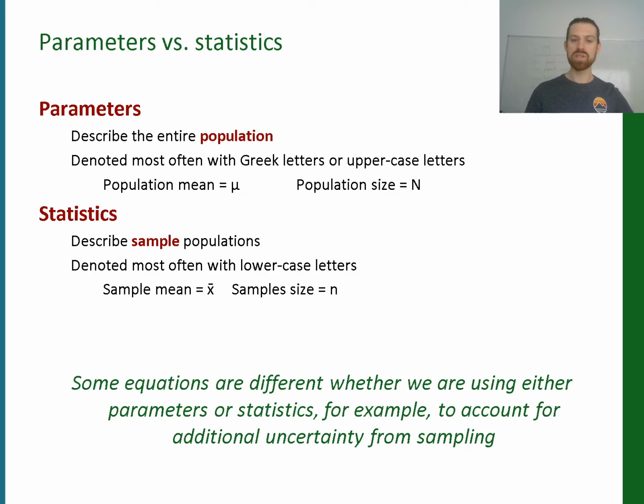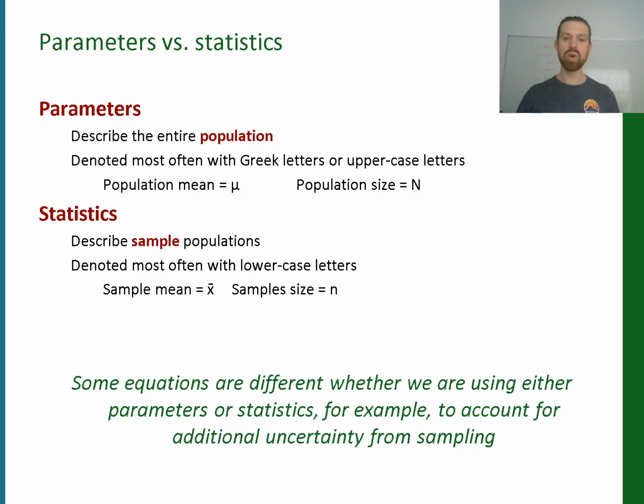Great, so I don't want to spend too much time on this. I think the one thing I just want to emphasize is that there are differences between parameters, which generally relate to an entire population, and statistics, which generally relate to a sample from that entire population, okay? So let's say that we wanted to look at the house prices in Fairfax City. The entire population would be every single residential unit within the city boundary.